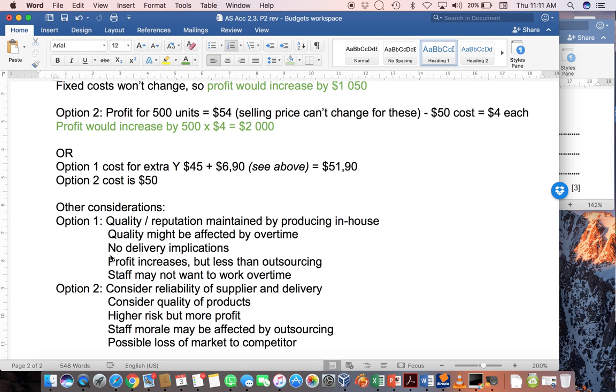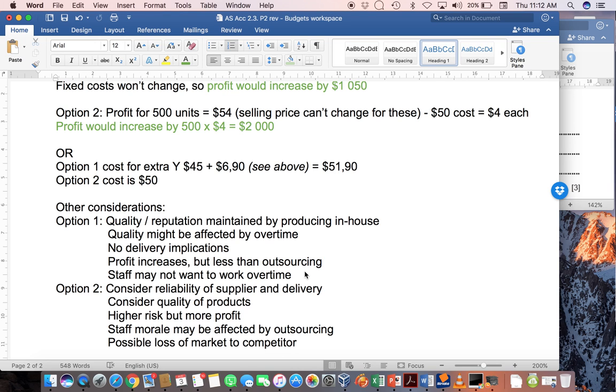The nice thing over here, however, is that there are no delivery implications. You don't have to worry about will the supplier bring the goods in time or not. You simply know you are making the product and you are simply relying on yourself. So although the profit increases, the fact that the cost is higher than outsourcing means the profit will be less than the profit from outsourcing.